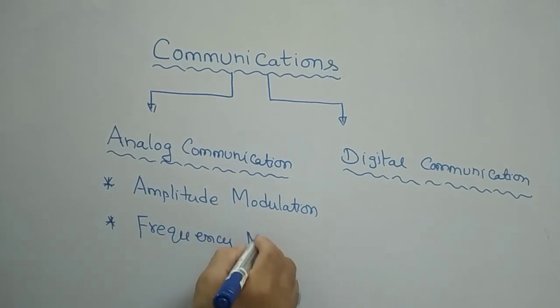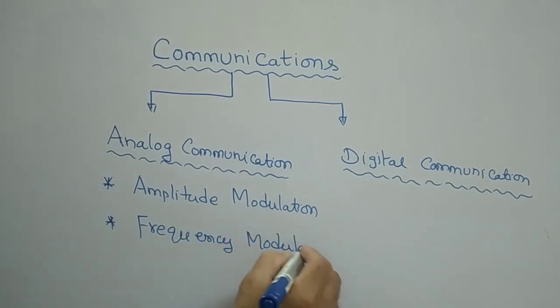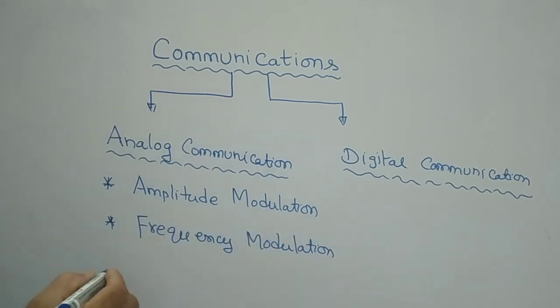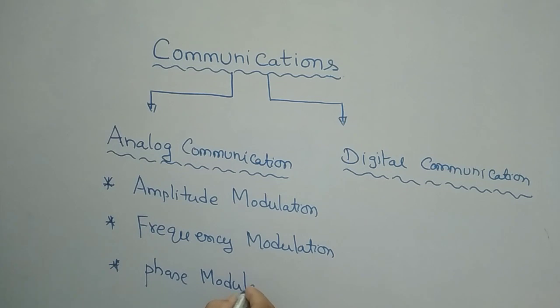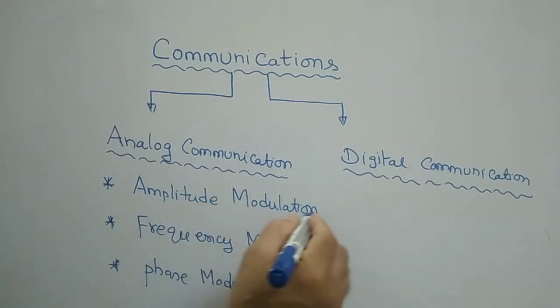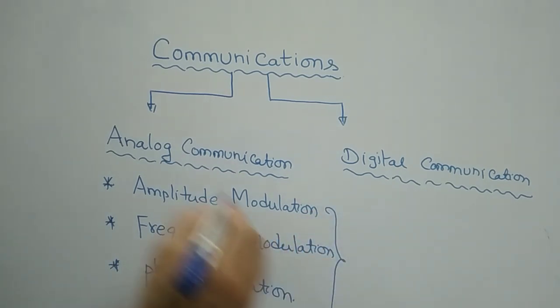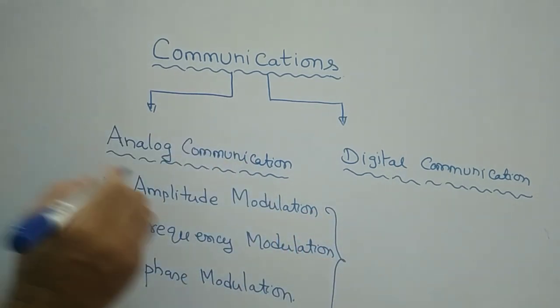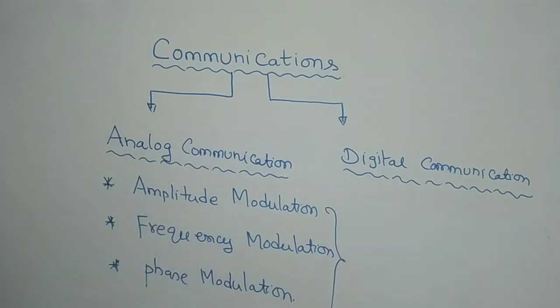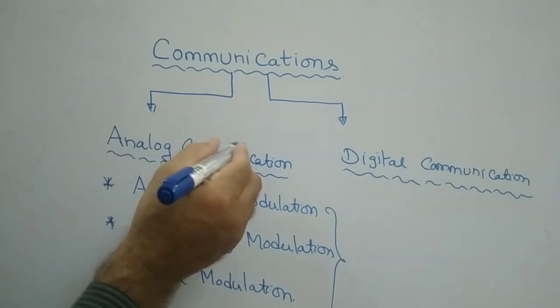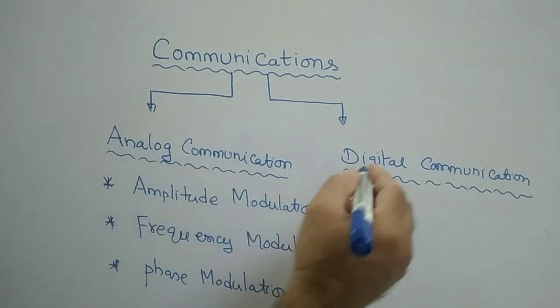The third one is phase modulation. These three modulations will be covered under your analog communication. These three are called analog modulation.